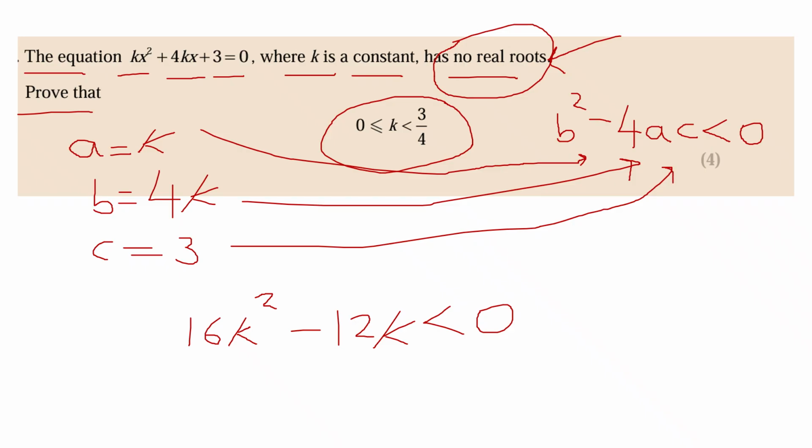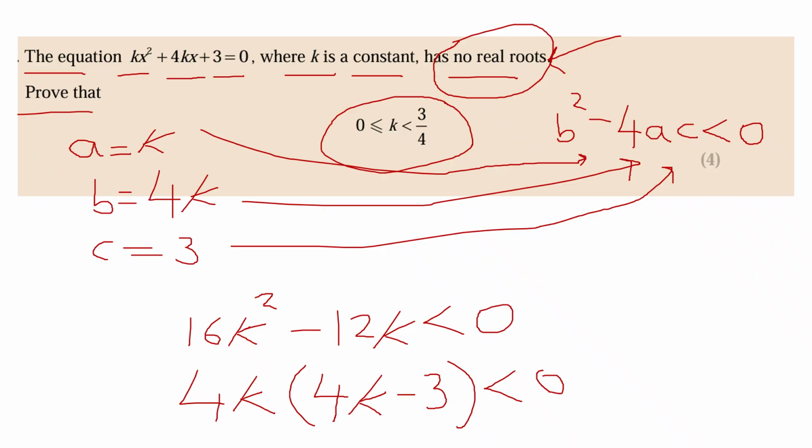What next? I'm going to do some factorization, so I'm going to factor out a 4k, because I can take a 4k out of both terms. In the bracket, 4k times what makes 16k squared? Well, that'll be 4k, because 4 times 4 makes 16, and k times k makes k squared. Finally, 4k times what makes minus 12k? Nice and easy, that's minus 3, because 4 times minus 3 is minus 12, times k, and we get minus 12k. That's to be less than 0.